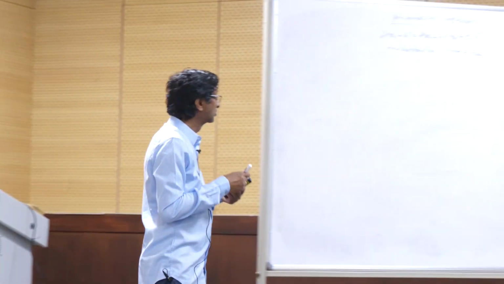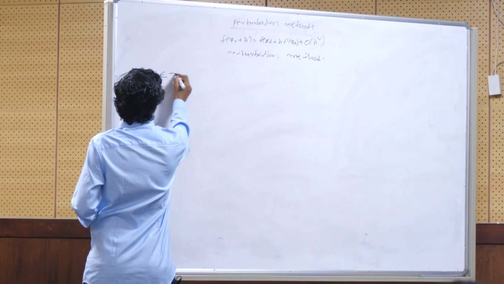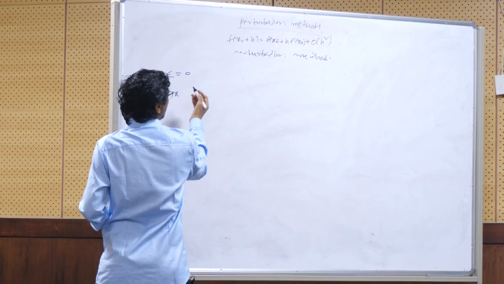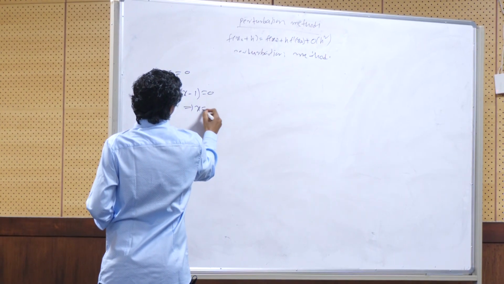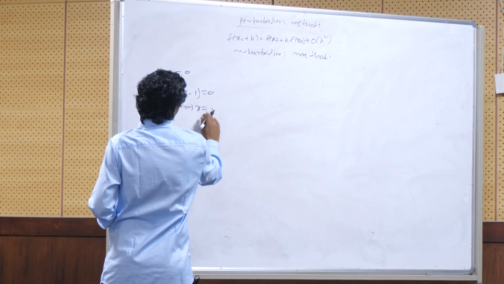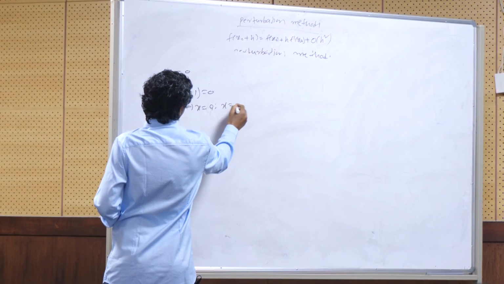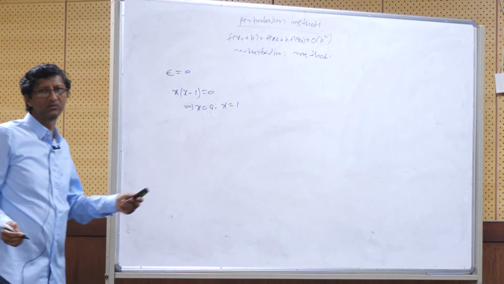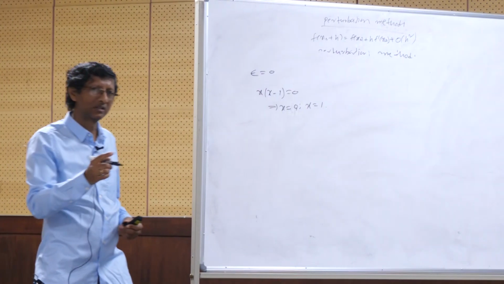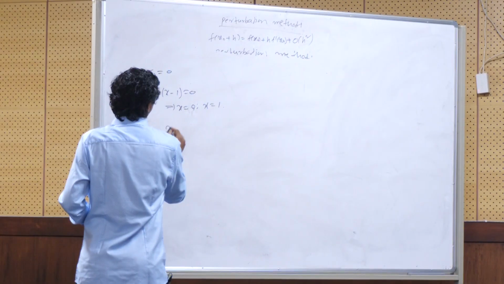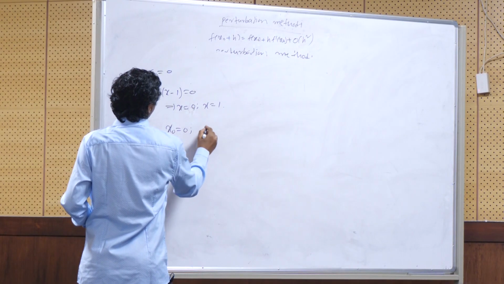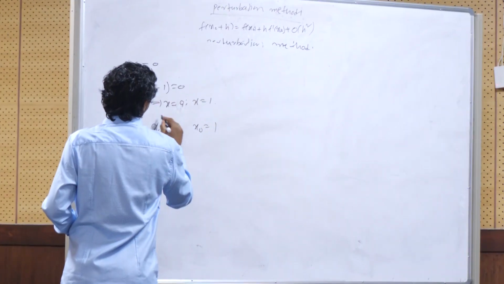So you can solve from this one and find out the solution. If you use epsilon 0, you have x square minus 1 is 0, which implies that x equal to 0, and the other is x equal to 1. Okay, so then you can start your perturbed solutions by choosing either x naught equal to 0 or x naught equal to 1.